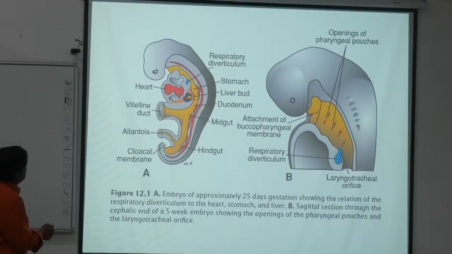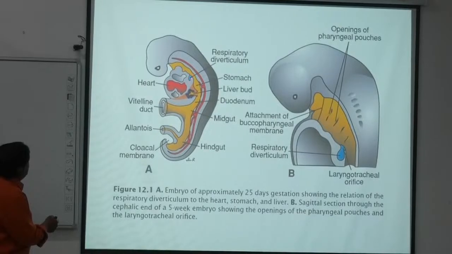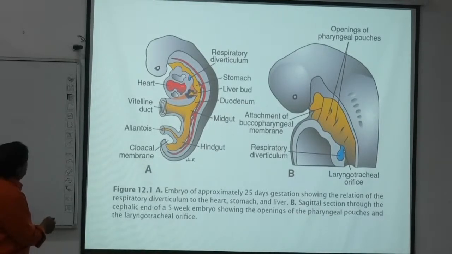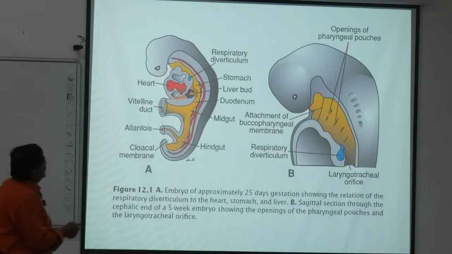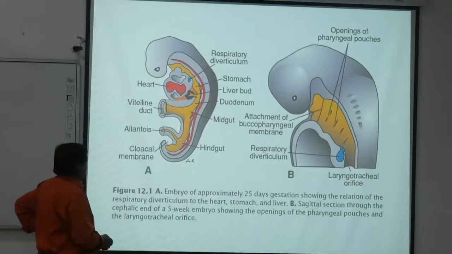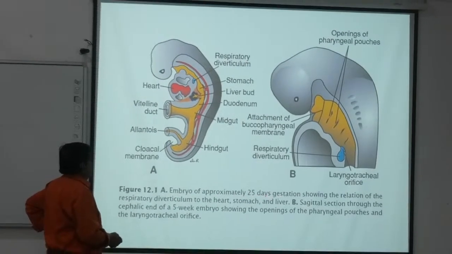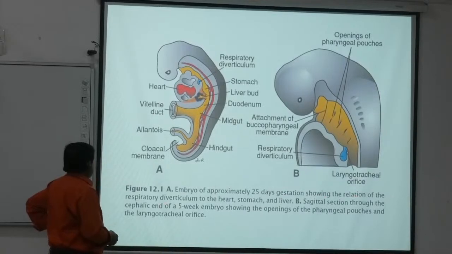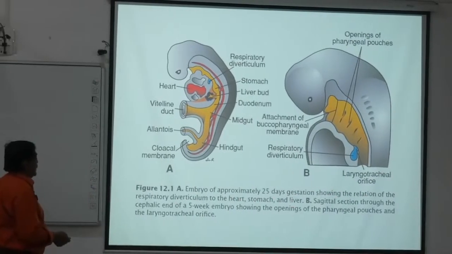This is the foregut, and you can see this blue respiratory diverticulum. Now this is the heart, developing heart, vitelline duct, allantois, cloacal membrane, and the future stomach is here, the liver ward is here, the duodenum, midgut, and the hindgut. And the embryo of approximately 25 days gestation, showing the relation of the respiratory diverticulum to the heart, stomach, and liver.